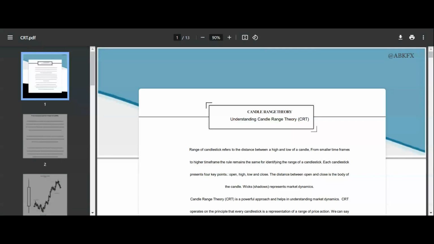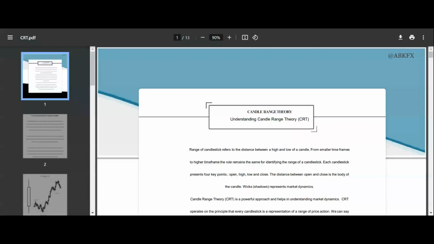But the issue with trading CRT is a lot of people trade it the wrong way, not necessarily the wrong way. They have the right information, but they have the wrong context of looking at this information, and also they miss certain aspects of the key components of trading a CRT.